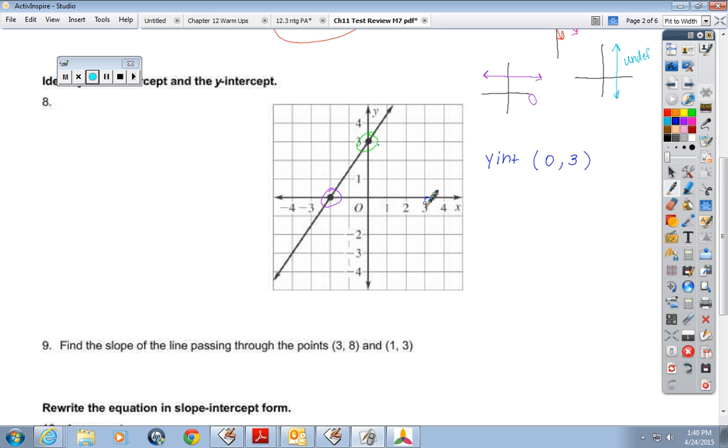Now what about the x-intercept? It would be negative 3, 0. Could I put it the other way around? No. So it matters which order you put it in. Oh, it's negative 2. I'm sorry. Negative 2. All right. Now, number 9 says find the slope.